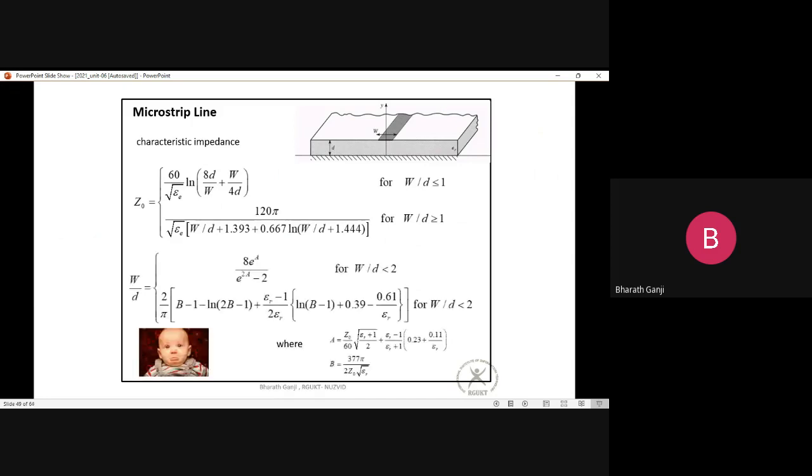But if you want to do the reverse, and for example, if you are asked to design a 50 ohm microstrip line, then you have to use these equations to calculate the W and D. So the design equation. Okay, I know these are scary. You don't have to worry about them. If at all any question is given, we'll be giving you these equations to solve them. All right, you don't have to memorize these things.